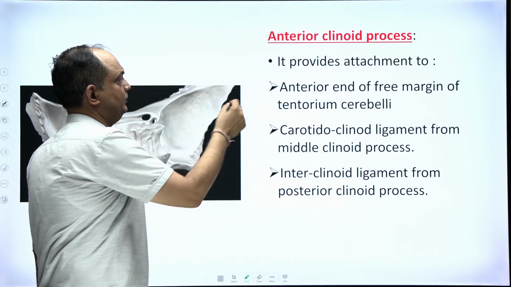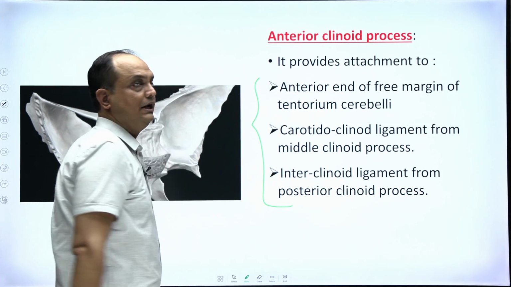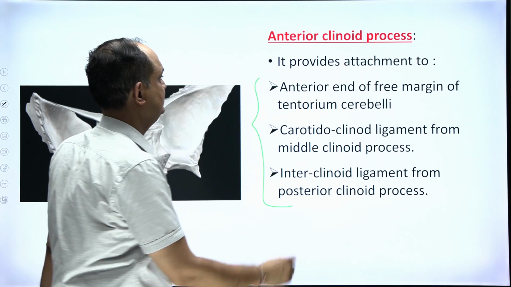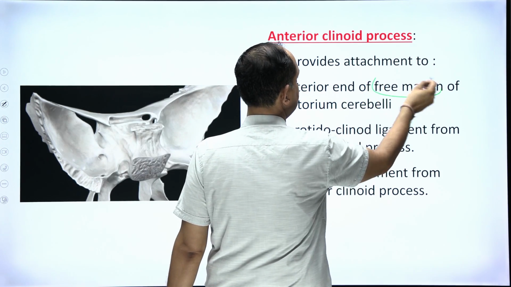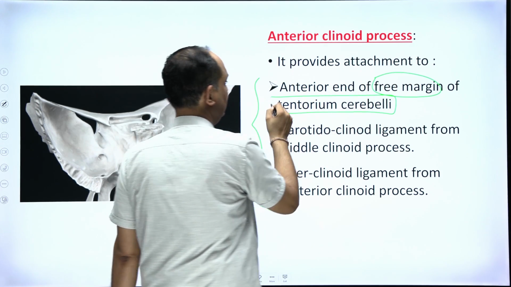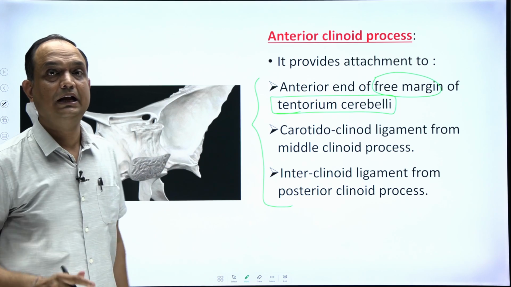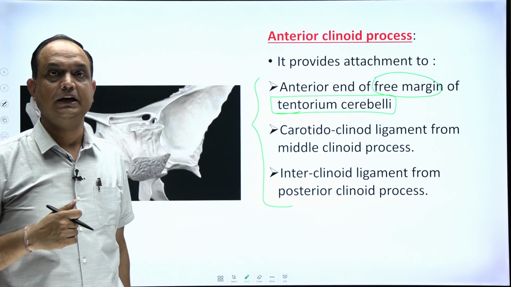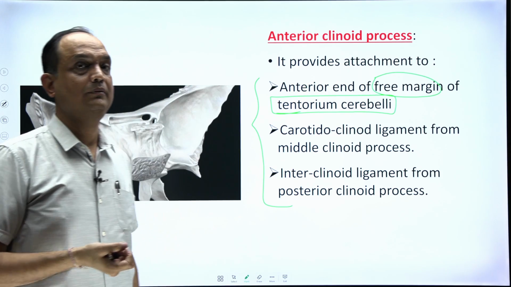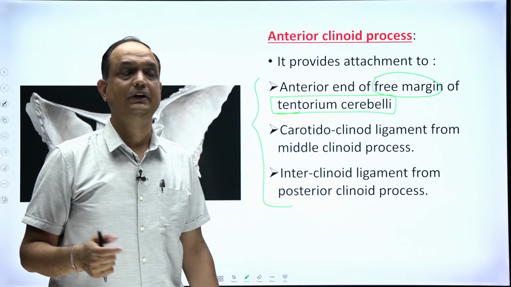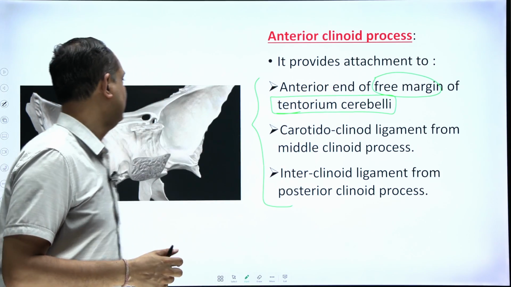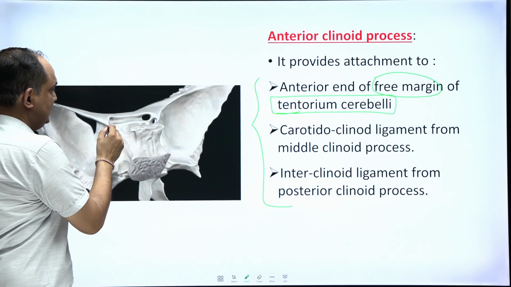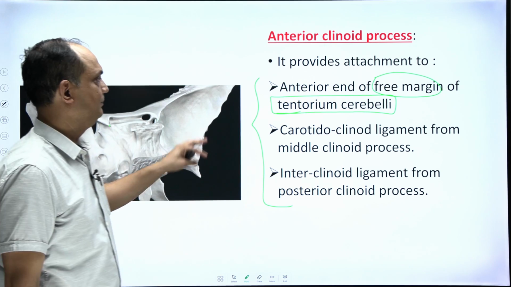Now, what is the importance of the anterior clinoid process? The anterior clinoid process has three important relations. First, it provides the free margin to the tentorium cerebelli. Now what is the tentorium cerebelli? It is a fold of dura mater present in the posterior cranial fossa, and it has two margins, an attached margin and a free margin. The anterior end of the free margin is attached here on the anterior clinoid process.